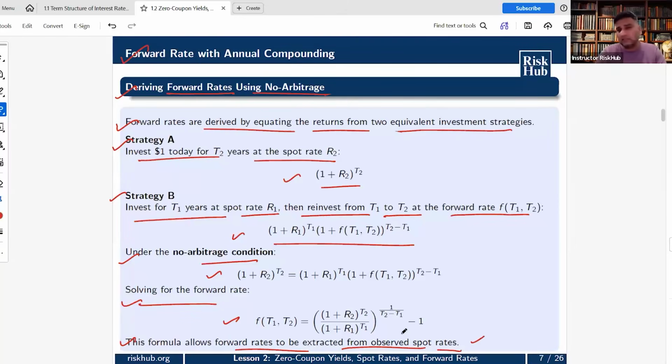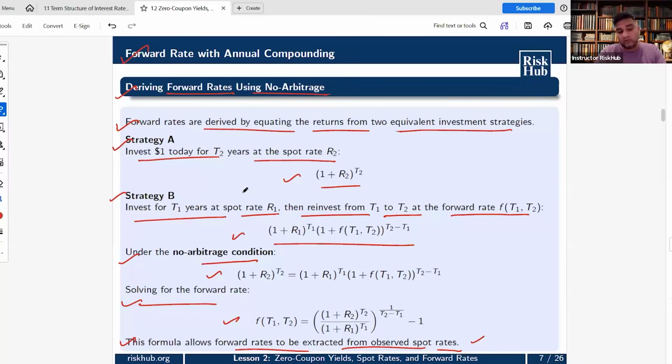So what is happening here? Basically, the slide is deriving the forward rate by setting two strategies equal, right? Strategy 1: invest $1 today for T2 years at spot rate R2. So (1+R2) raised to the power T2. Then $1 grows with the factor 1+R2 once a year for T2 years. Strategy 2: invest for T1 years at R1, then roll into a forward rate from T1 to T2. So that is given here, right? First, you are investing for T1 years at R1, and then you are rolling forward into the forward rate for T1 to T2, right?